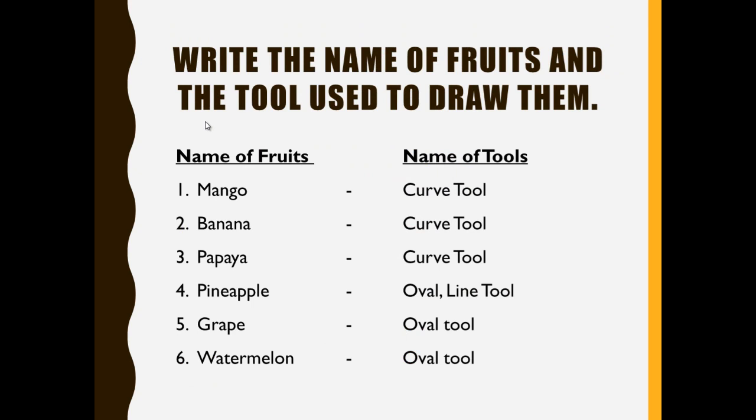In this exercise, you have to write the names of some fruits and the tools used to draw them. First name is mango. By the help of which tool we can make mango? With the curve tool. And banana with the curve tool only. Papaya also with the curved tool. Pineapple with the oval and line tool. Grape with the oval tool and watermelon also with the oval tool.